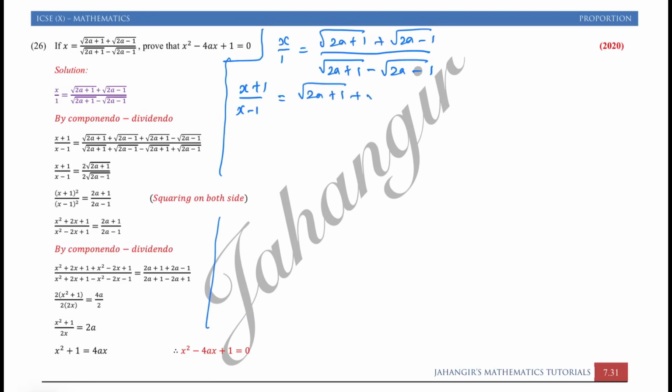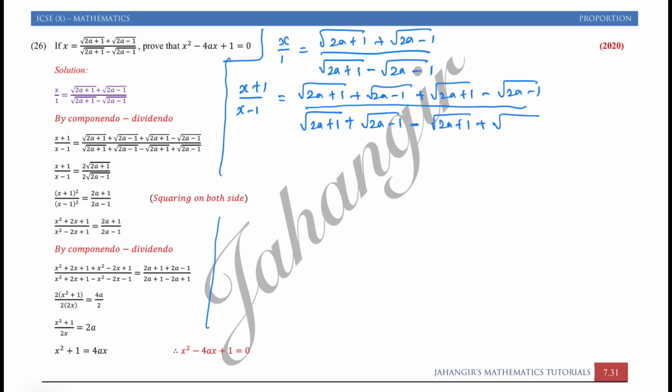Root of 2a plus 1 plus root of 2a minus 1 plus root of 2a plus 1 minus root of 2a minus 1 upon root of 2a plus 1 plus root of 2a minus 1. Here I can take minus, 2a plus 1 minus minus, it will become plus 2a minus 1. So cancelling out this term, these two terms will get cancelled. Here these two terms will get cancelled. So I can write x plus 1 upon x minus 1 is equal to 2 root of 2a plus 1 upon 2 root of 2a minus 1.